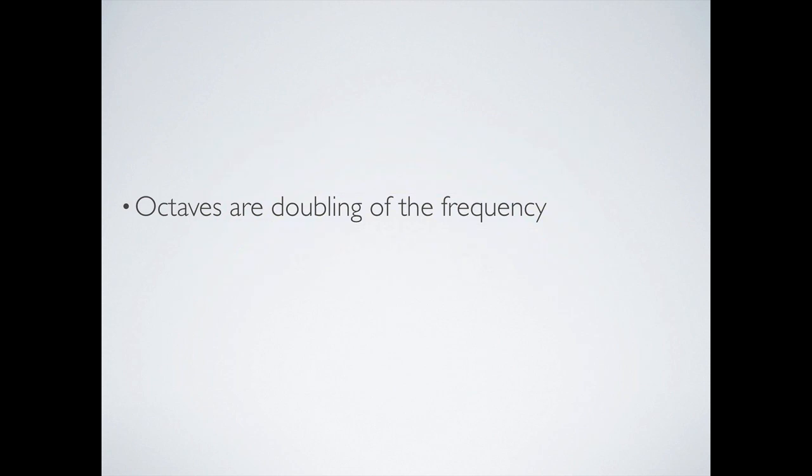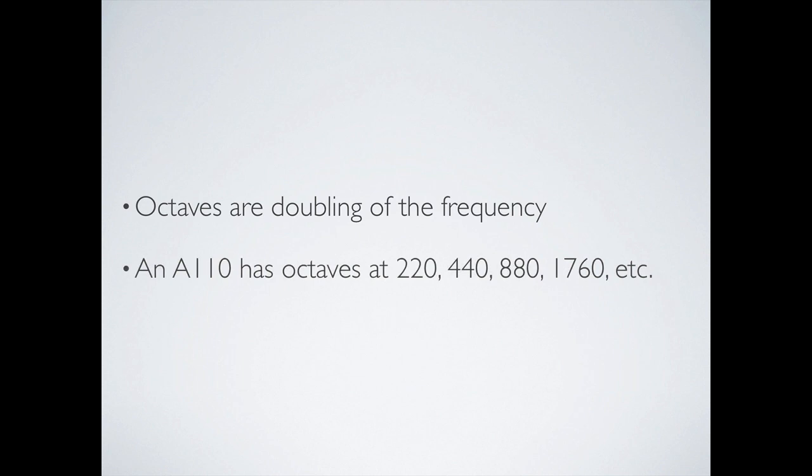Octaves are doubling of the frequency. So if you have an A110, then the octave above is vibrating at 220. But if we want to get the next octave, we have to double that 220 to 440. And then if we go an octave above that, that 440 is doubled and becomes 880. So you can see the octaves have really big jumps.